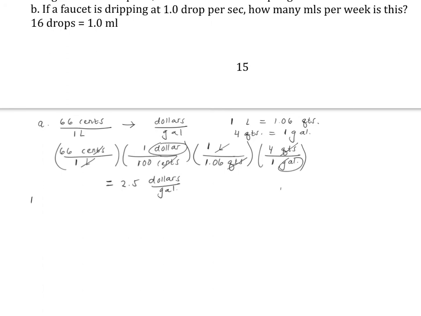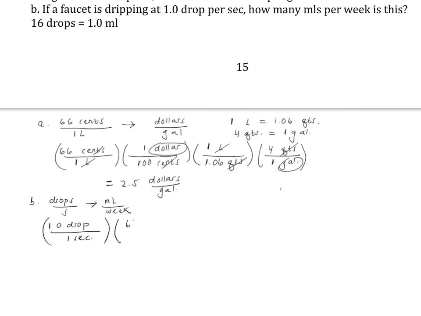In the second part of the problem, we want to go from drops per second to milliliters per week. So we're going to start off with what's given. We have 1 drop per second. And we can either start with the numerator or with the denominator. So this time I'll start with the denominator.